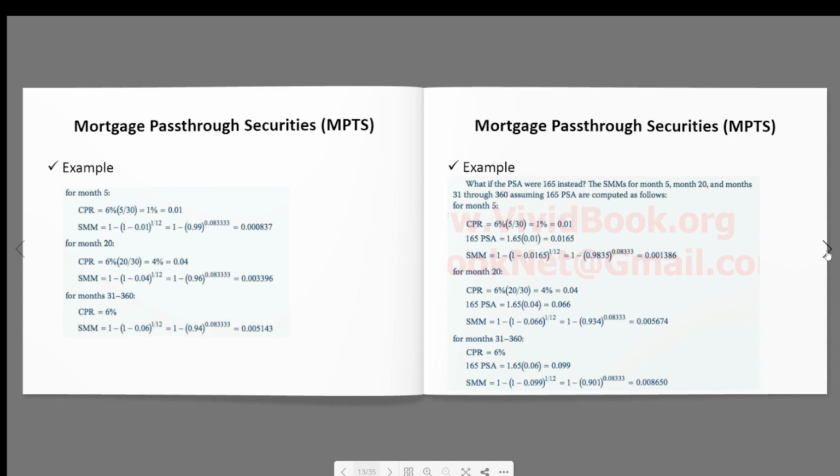Next, we also have another example which you can go through to have a clear understanding of how to compute the SMM and CPR.